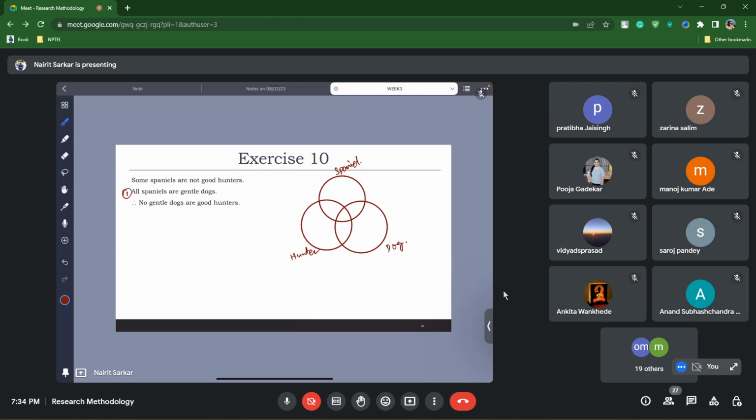All spaniels are gentle dogs. So the area where the spaniel dogs are not gentle should be shaded because it is an empty area. And the second one is some spaniels are not good hunters. So again 1, 2, 3, 4. Where should I put X now?